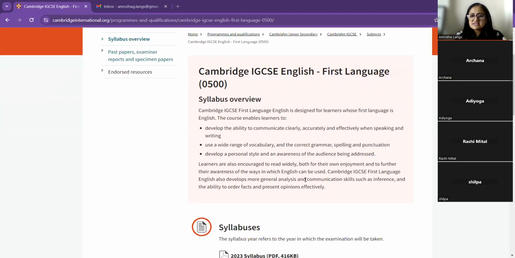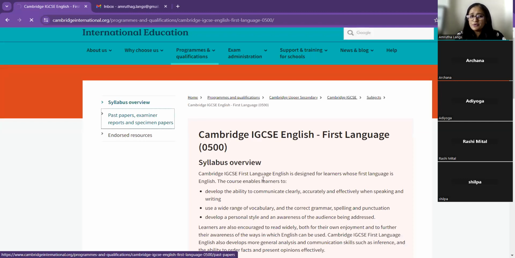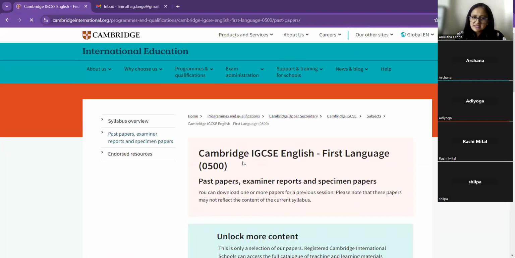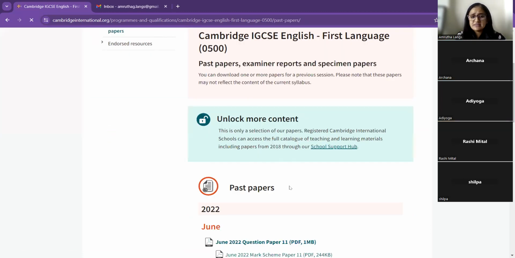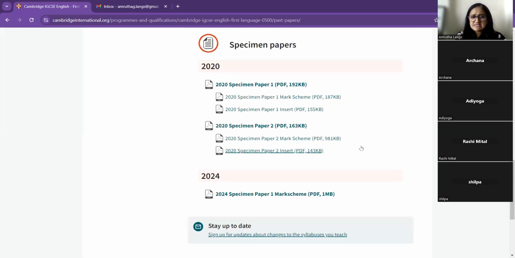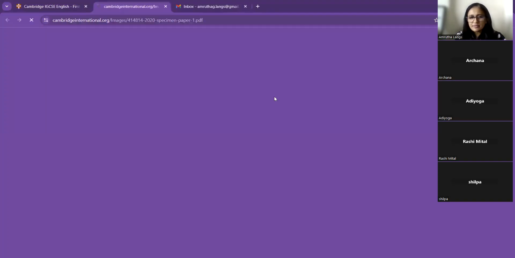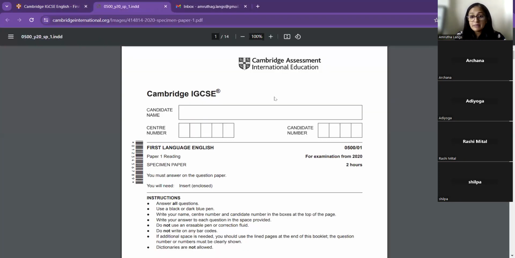Now, I was discussing the first language English papers. If you go here, past papers, as I mentioned in the first video, past papers, examiner reports, specimen papers, everything is uploaded on the website. See here, you have past papers, specimen papers. I'll show you specimen papers. This is the old one; for 2024, they have given a new one. I'll open the old one and show you what the paper is like.